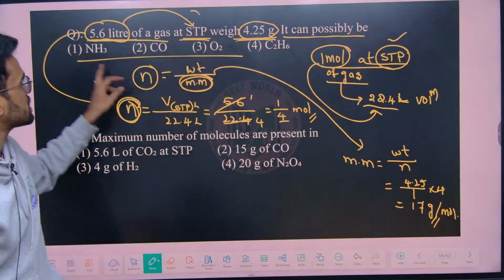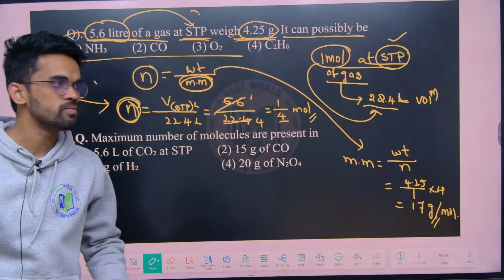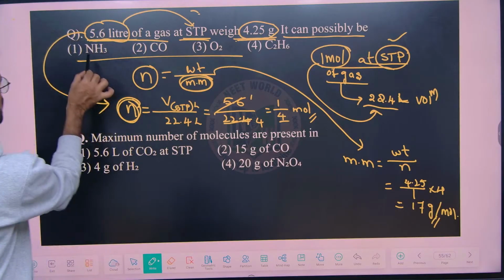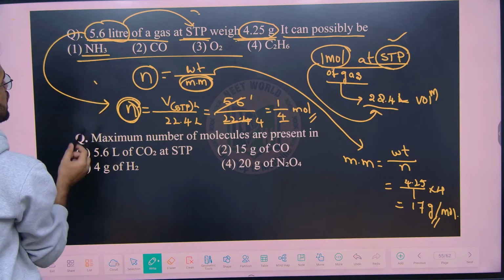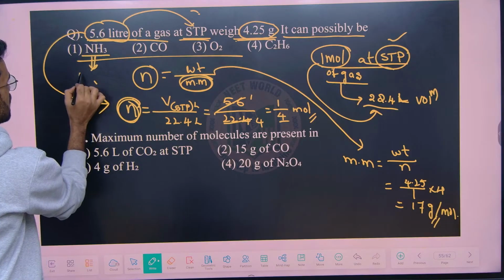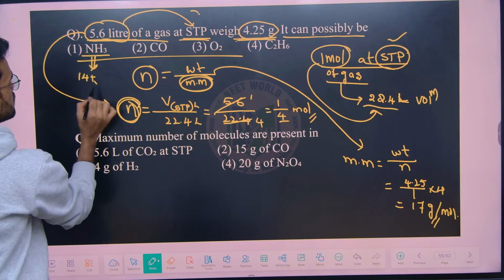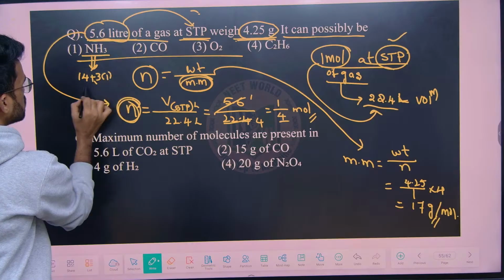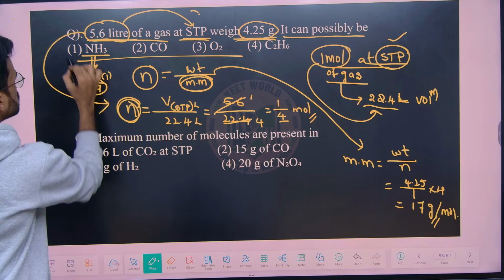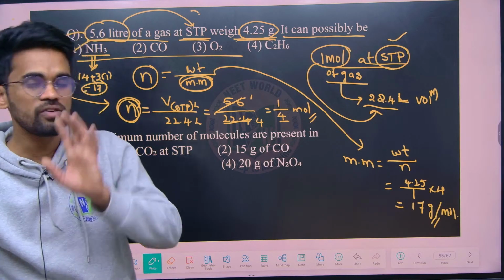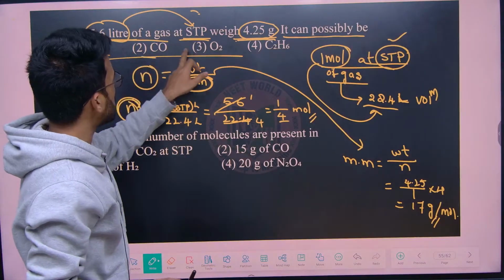So which of these gases has 17 gram per mole as its molar mass? Tell me. Here if you observe, nitrogen and 3 hydrogens are there. Nitrogen is 14 grams, and 3 hydrogens, each hydrogen is 1. So the total sum is how much? 17. So what is our suitable answer for the discussion? First answer. Okay, next go with the other options also.